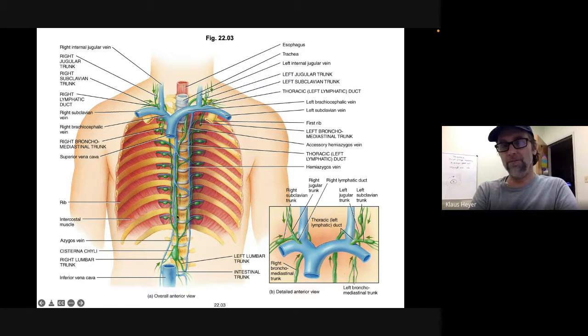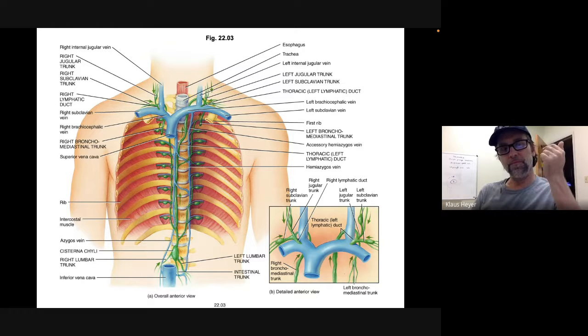And let's go down here a little bit. Oh, actually, let's go up here. See that arrow? So you've got what's called bronchomediastinal trunk, left and right. That's not that important, but the mediastinum is the cavity that the heart sits in. Broncho, lungs. So you're talking about the thorax. The bronchomediastinal trunk empties the thorax. So you've got 3 trunks so far: jugular, subclavian, bronchomediastinal.